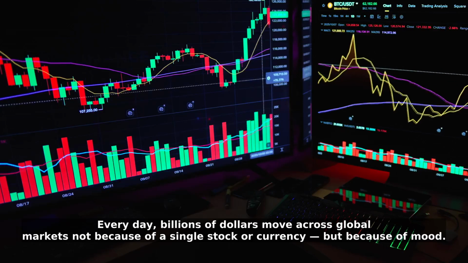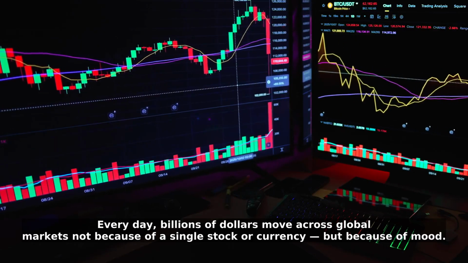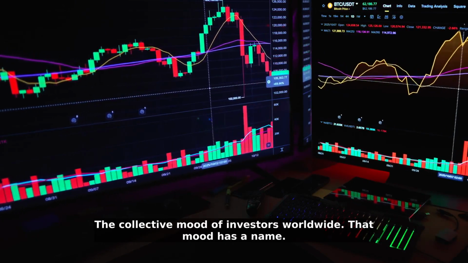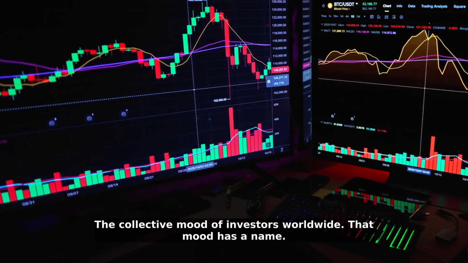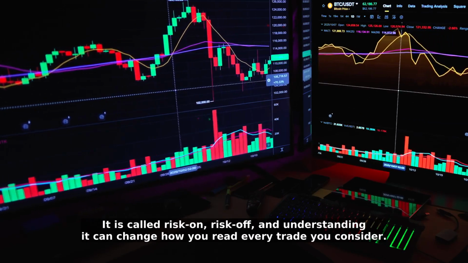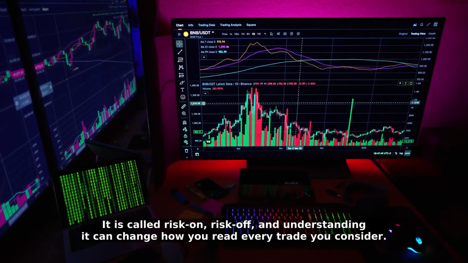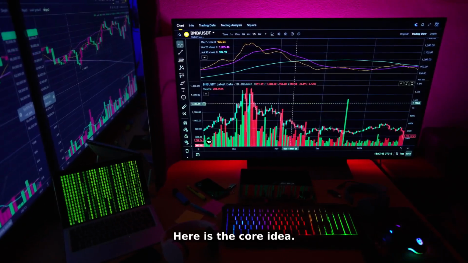Every day, billions of dollars move across global markets, not because of a single stock or currency, but because of mood. The collective mood of investors worldwide. That mood has a name. It is called risk on, risk off. And understanding it can change how you read every trade you consider.